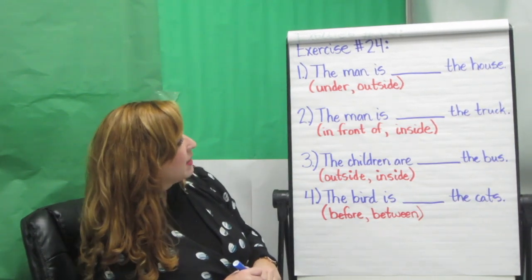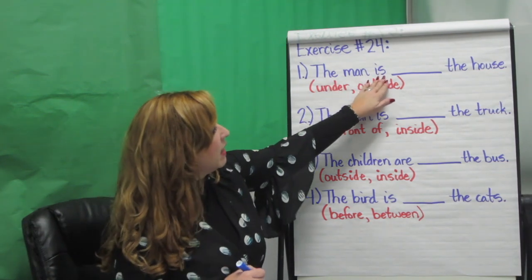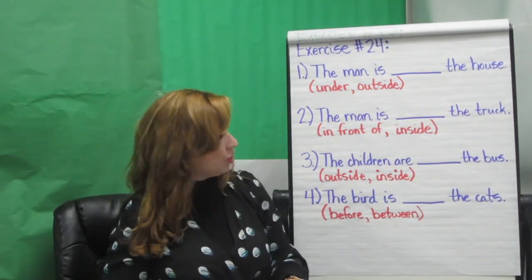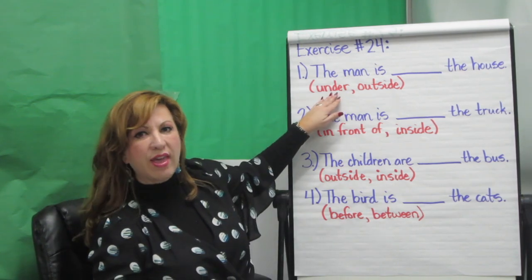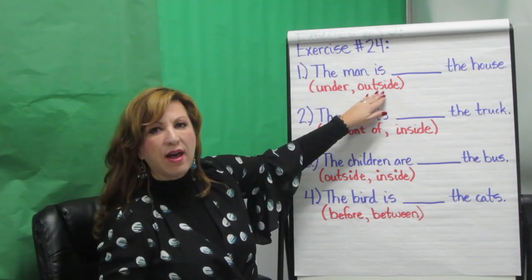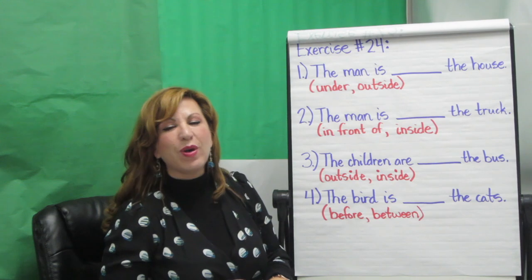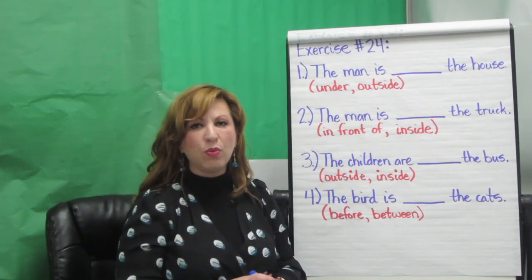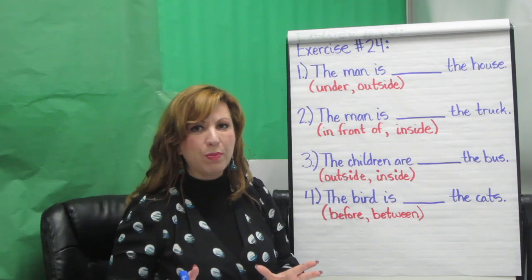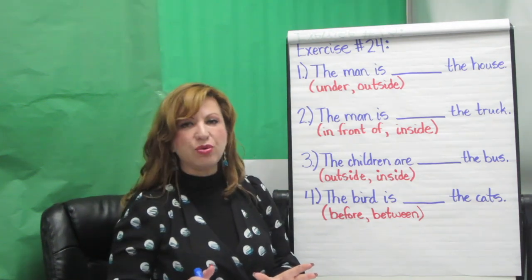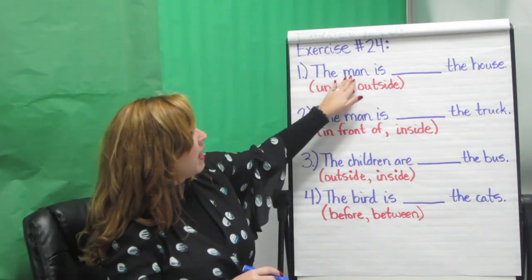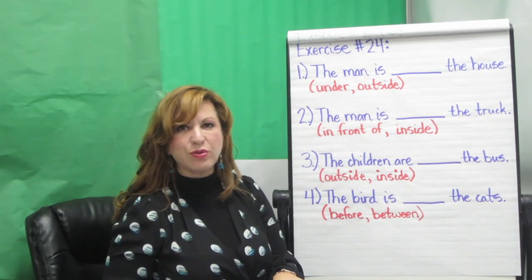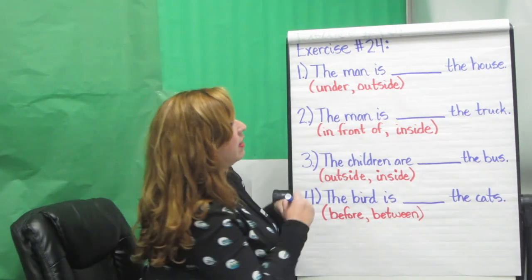So in this case, we have the man is blank the house. So if you look at the picture, is he under the house or outside the house? So if you're not sure, you could always refer back to lesson 21 where you have a word bank of prepositions to reference. So the man is, if you are correct, we are going to use outside the house.